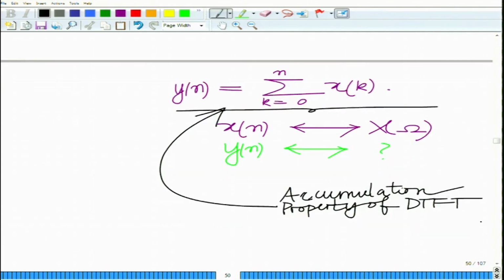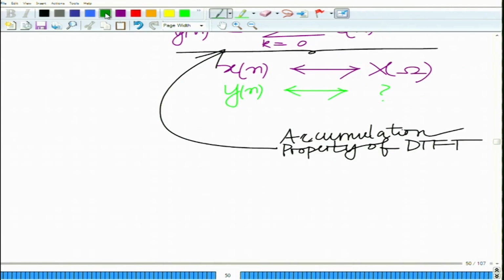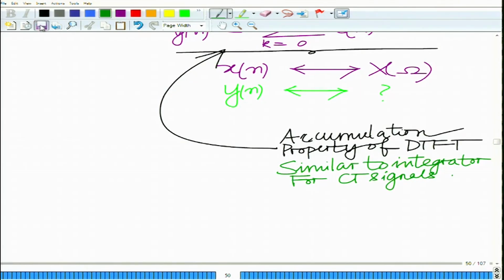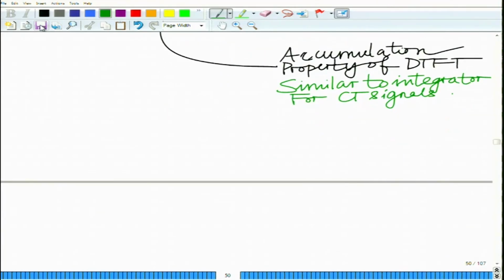All right. The accumulation property is similar to integration in continuous time, correct. That is, you are integrating the input signal x of tau from minus infinity to t, or 0 to t. This is known as the integrator. So, similarly this is the accumulator. This is similar to the integrator for continuous time signals.